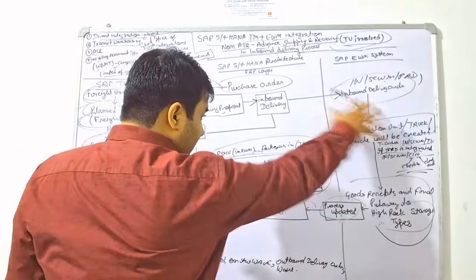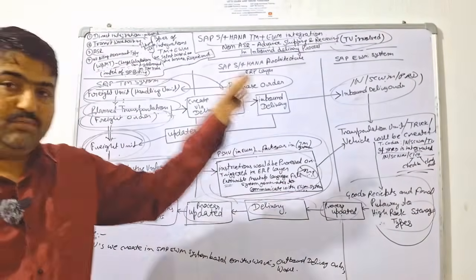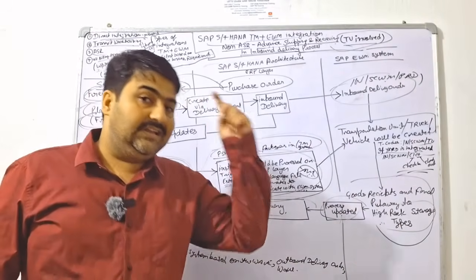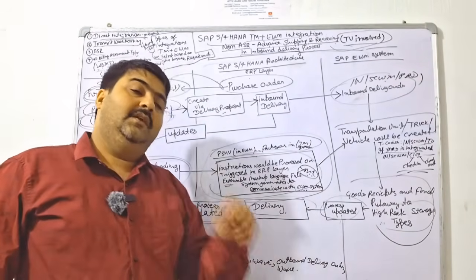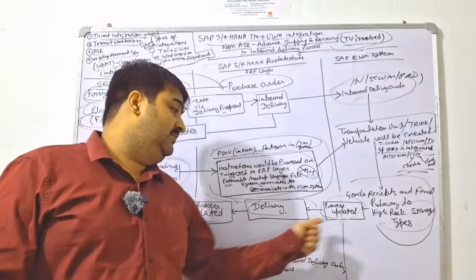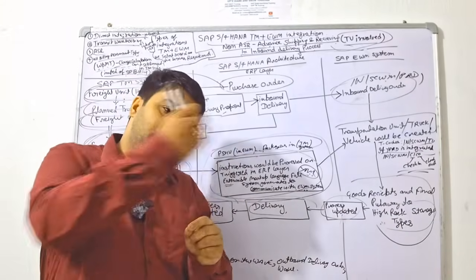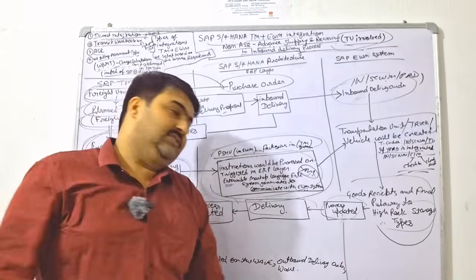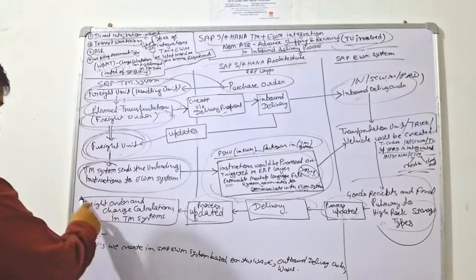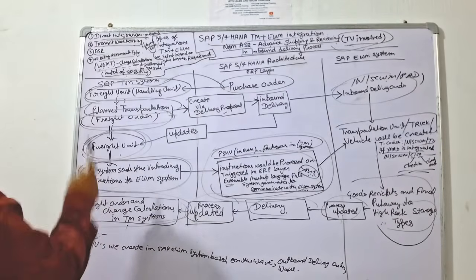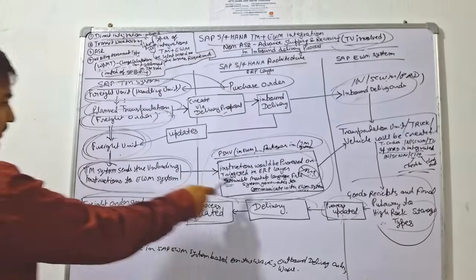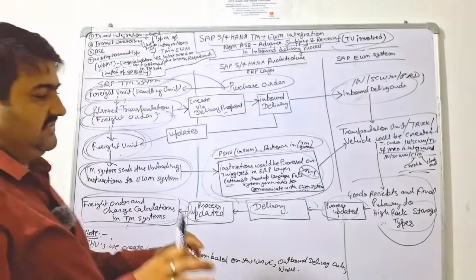After the process is completed, the EWM system tells the TM system. The EWM system will acknowledge back to the TM system that the work has been completed successfully. Then the freight order and charge calculation in the TM system are completed. So this is the flow. This is the basic instruction.